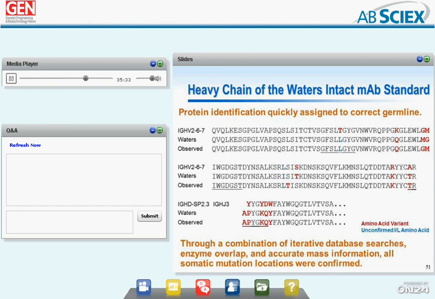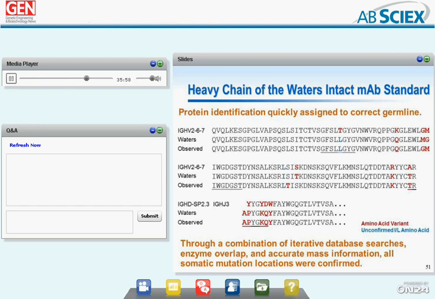In this case, we were able to identify all of the modifications leading to the variability of this antibody from the expected germline sequence. We were able to correct an identification here in the middle part of the slide. There is a serine to threonine mutation from the germline, but we were able to correctly locate it to a residue, 2 residues up to a serine that was not labeled in the Waters sequence.